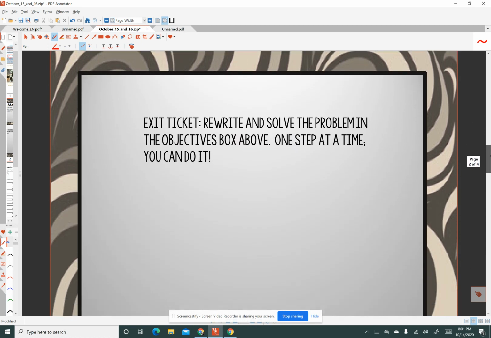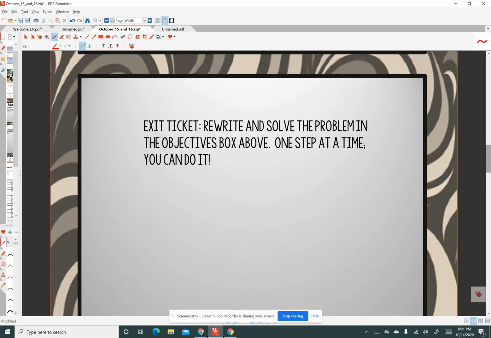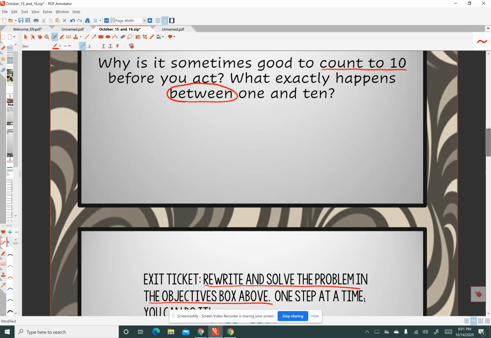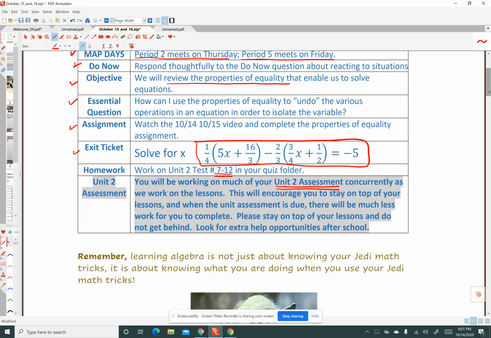Again, our exit ticket, I had a hard time with copy and paste on the numbers that I wrote on this PDF document. So I just said, rewrite and solve the problem in the objectives box above, one step at a time. Yes, you can do it. It's going to maybe take you a couple of tries. Let's look at that again. Here it is. That's our problem for the exit ticket. I think you can do it.